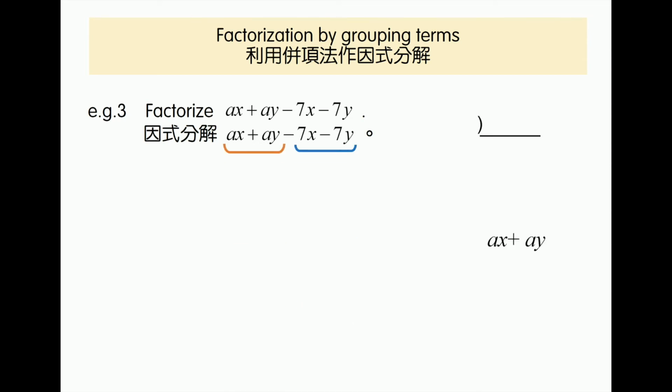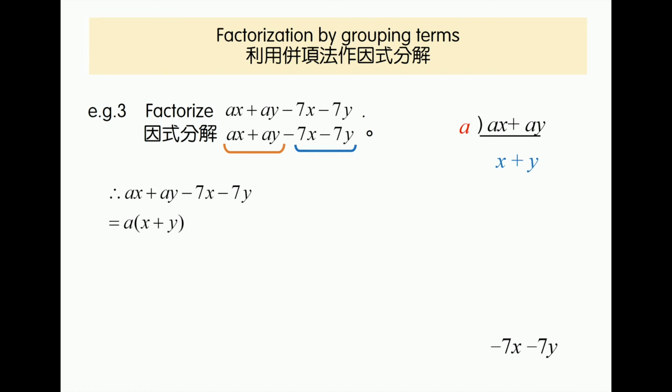For the 2 terms in front, to do factorization, it's very simple. We take out a, then x plus y. For the 2 parts at the back, both have 7. Both also have the negative sign, so we take out negative 7. Since we took out the negative part, what's left over is x plus y.